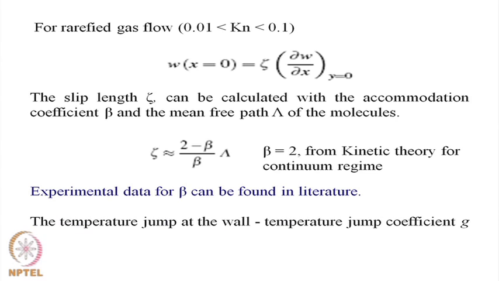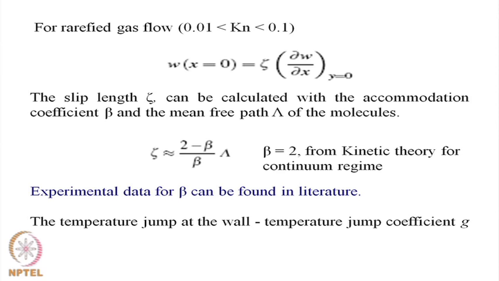But the value of beta will not be equal to 2 for most of the other cases, and as the mean free path increases, the value of the slip length will also increase, and the mean free path will increase for a system which is rarefied. So, a rarefied system will have finite slip, and the slip length will increase with increase in mean free path.